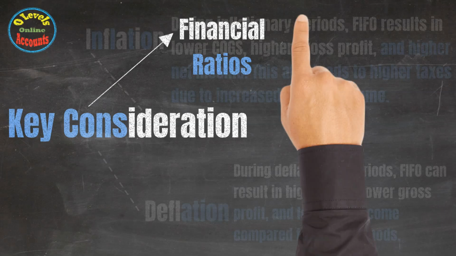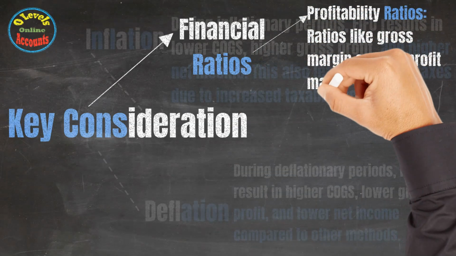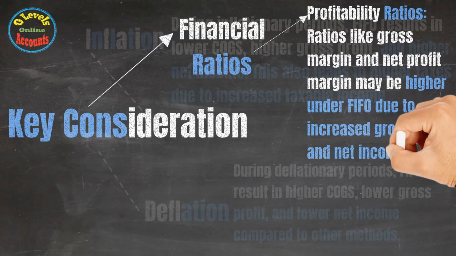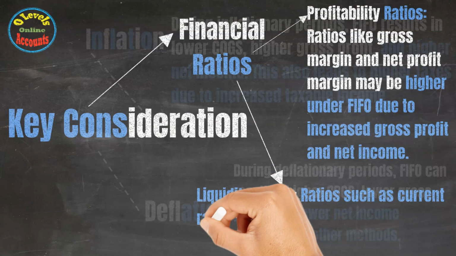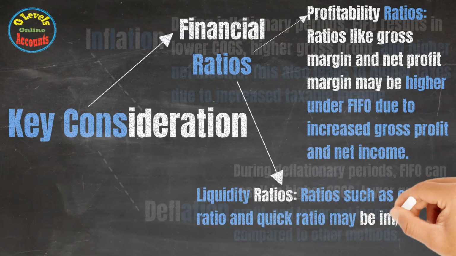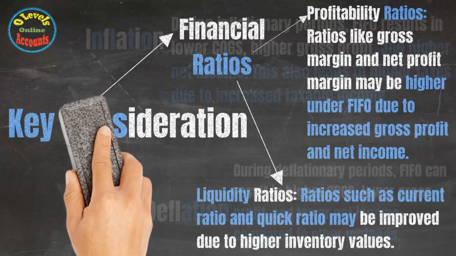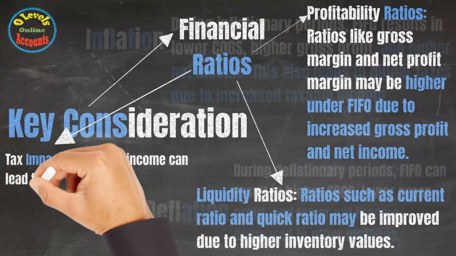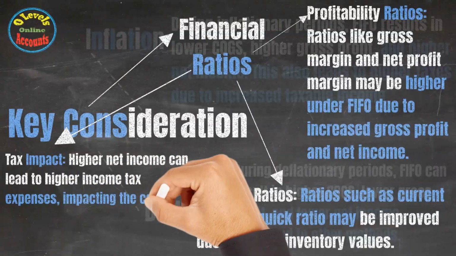The first one is profitability ratios. Ratios like gross margin and net profit margin may be higher under FIFO due to increased gross profit and net income. Secondly, liquidity ratios. Ratios such as current ratio and quick ratio may be improved due to higher inventory values. And finally, tax impact. Higher net income can lead to higher income tax expenses, impacting the cash flow from operations.